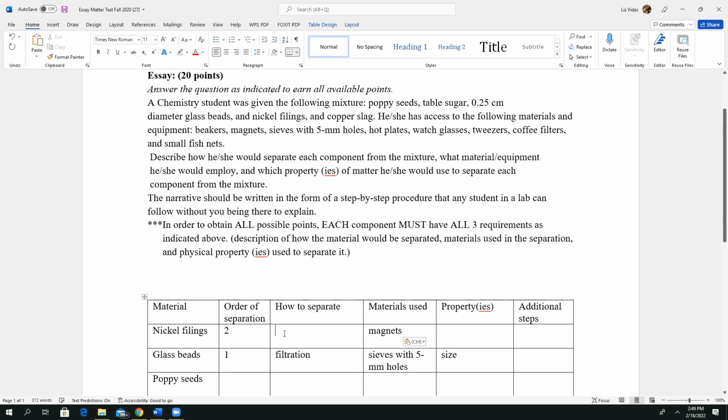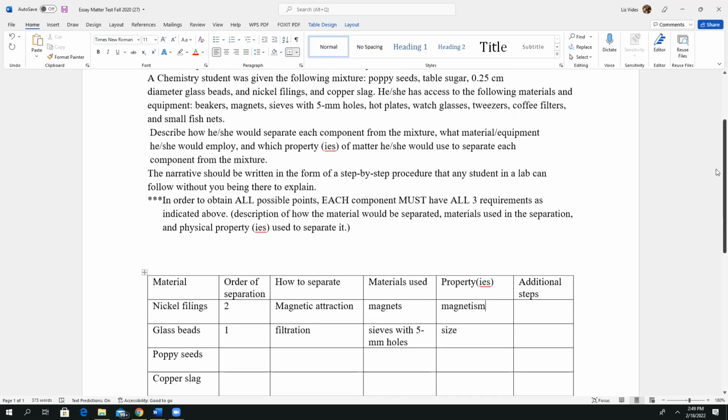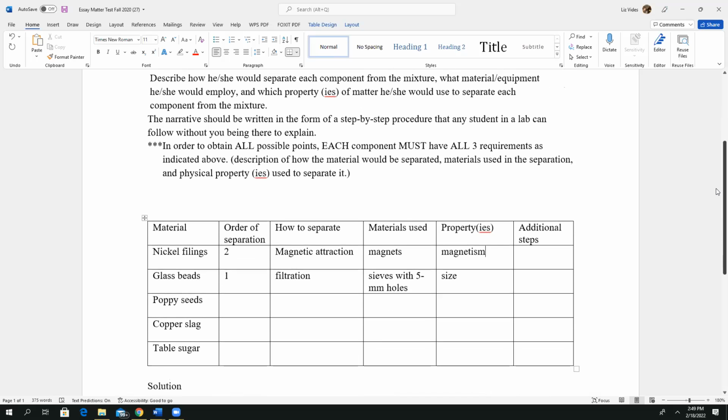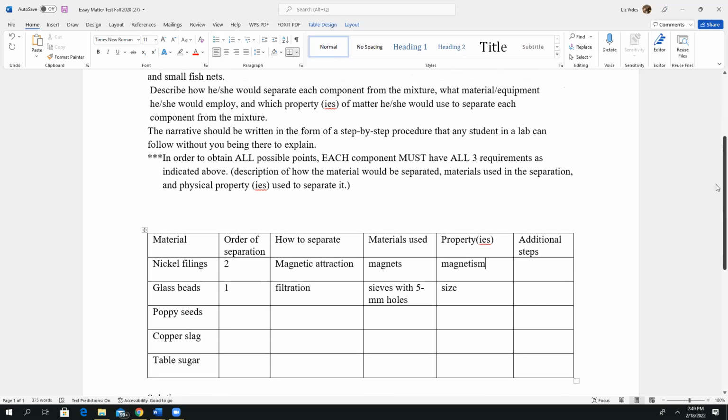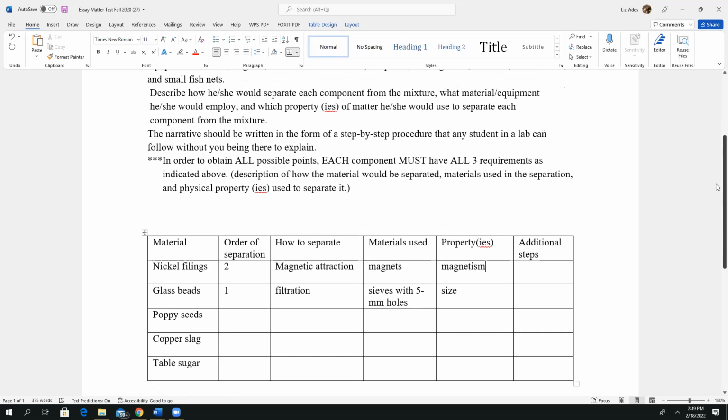And of course, how are we going to separate? Well, you can call it magnetic attraction, right? Because that is why you are separating it. And the property is magnetism. Okay, no additional steps required there. What are we left with? Poppy seeds, copper slag. Oh, there's the copper slag again.